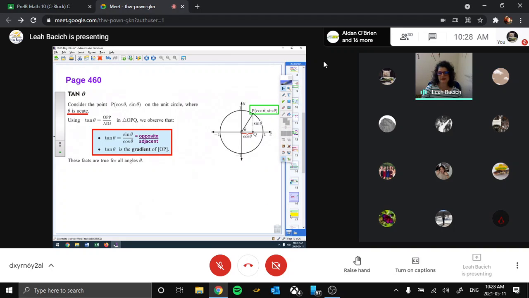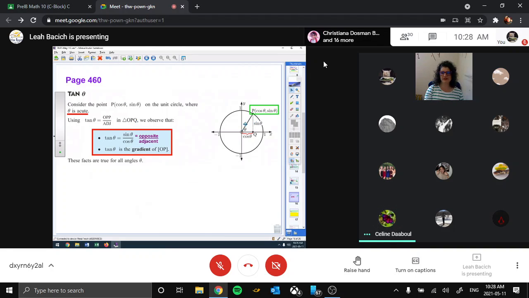Okay, last little bit here. Consider the point P. So we have an X and a Y. Cosine is X, sine is Y. Where A is acute. What does acute mean? Less than 90 degrees? Yep. Perfect. So does this look like it's less than 90 degrees?